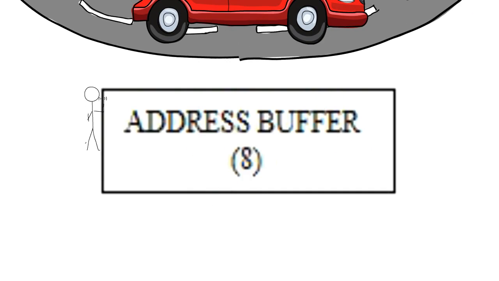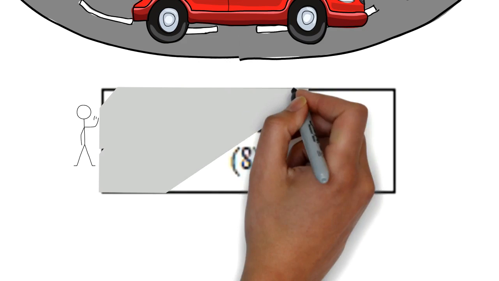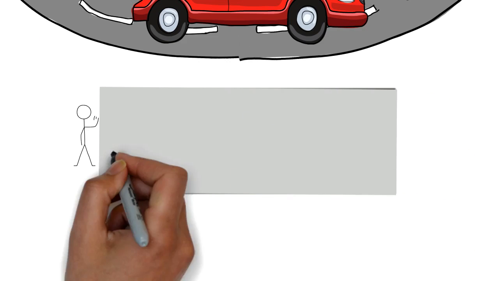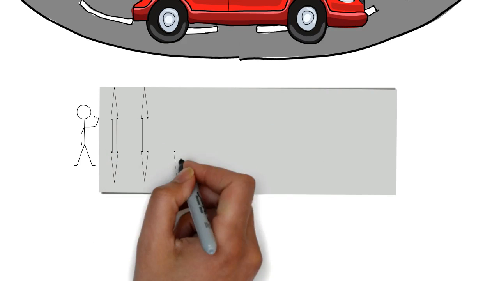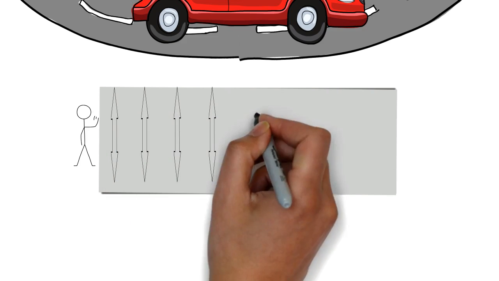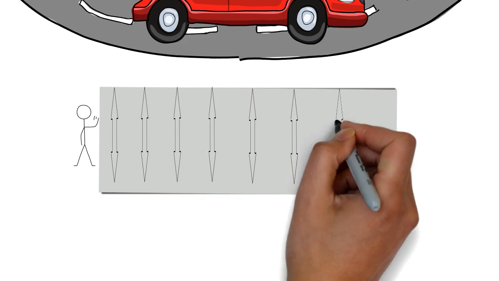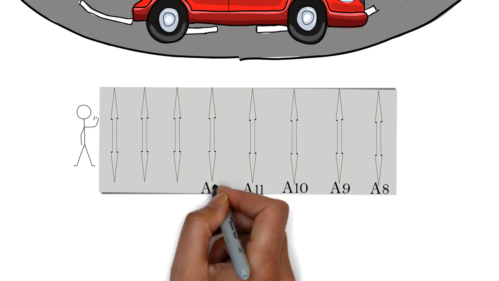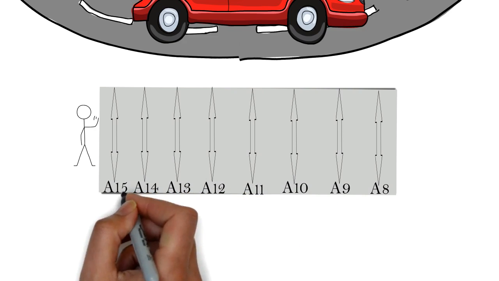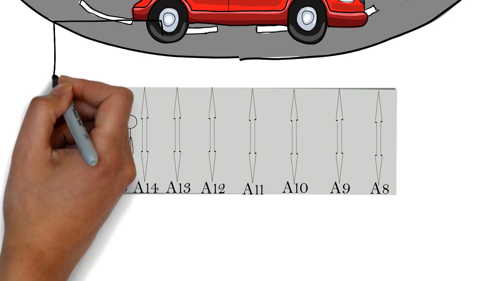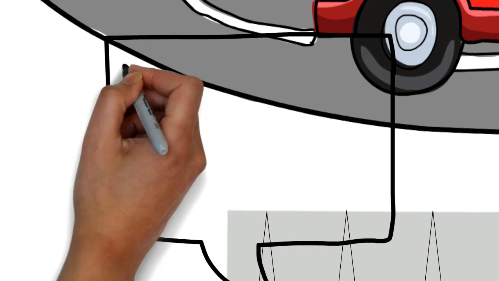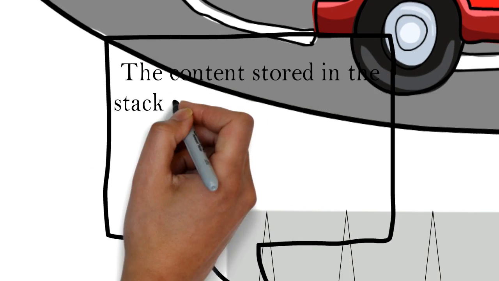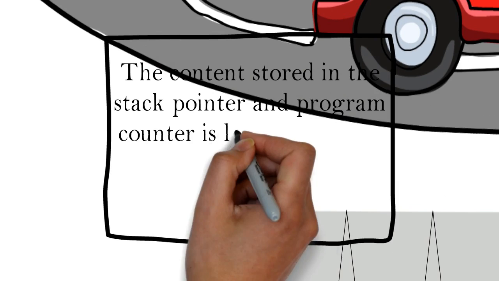After this, the address buffer. Address buffer is a collection of various address lines from A8 to A15. The content stored in the stack pointer and program counter goes into the address buffer to communicate with the CPU.